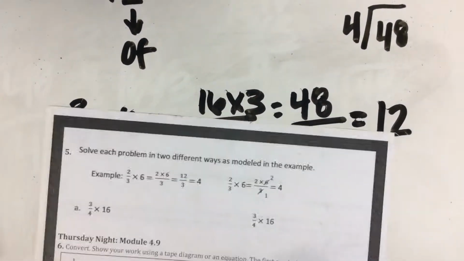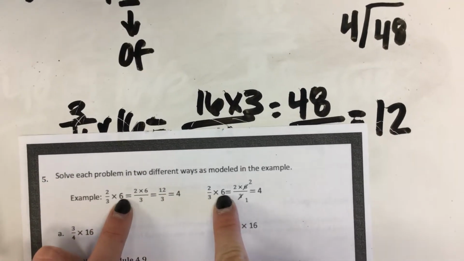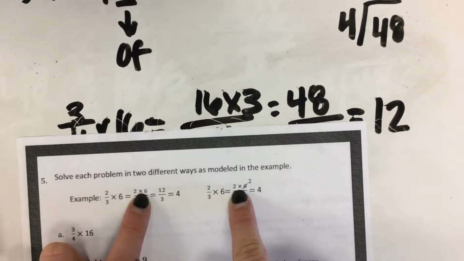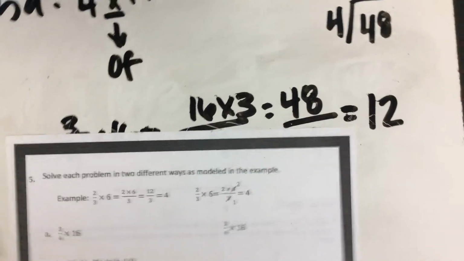Awesome. Now we're going to go over here. And let's see, the only difference is we're still going to put our whole times our numerator in the numerator. But instead of multiplying first, we're going to divide first. We're going to take our whole number and divide it by our denominator. And then we are going to multiply the top. So let's practice on ours.